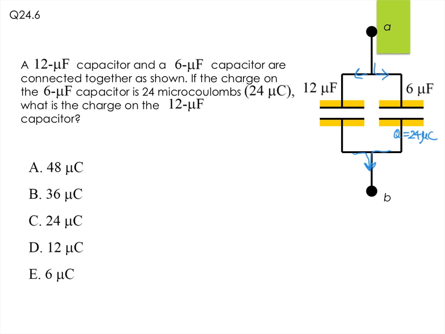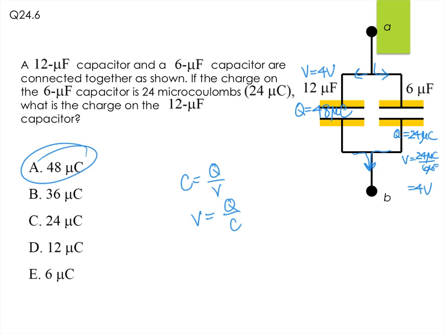So we can figure out, if I use the expression for capacitance, I can rearrange it, and we can figure out what the voltage is on this capacitor. It's going to be 24 microcoulombs over 6 microfarads, so it's 4 volts. So this is also at 4 volts because they're in parallel. And then the charge was just multiply the voltage times the capacitance, and I get 48 microcoulombs for the charge on the 12 microfarad capacitor.